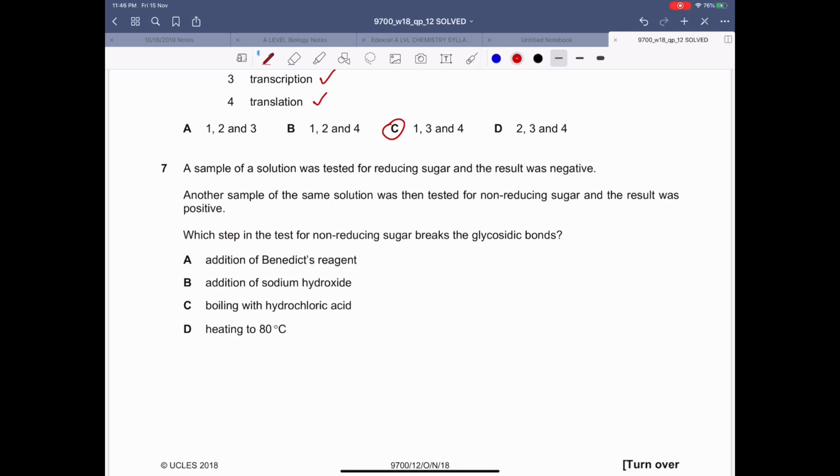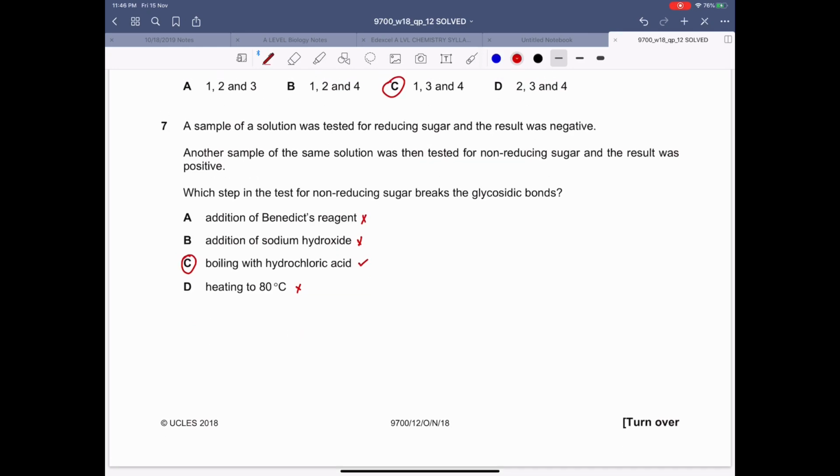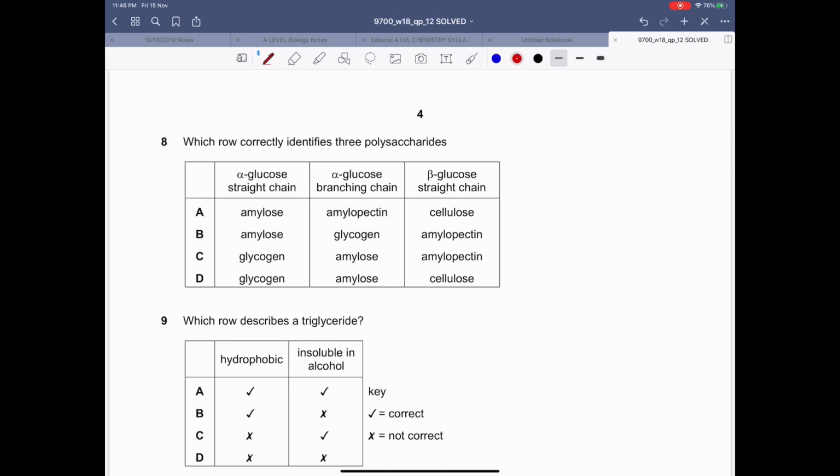Adding Benedict's reagent? Nope. Adding sodium hydroxide? We will add it to neutralize. Boiling with hydrochloric acid? I think that is the correct option. Heating to 80 degrees Celsius? Well, heating doesn't break the glycosidic bond, so in this case we would go for option C, boiling it with hydrochloric acid. Hydrochloric acid helps it to hydrolyze by adding the water.